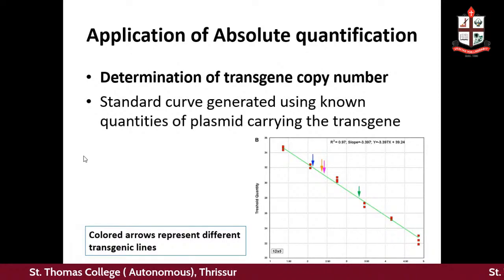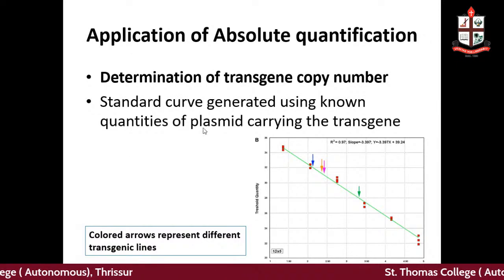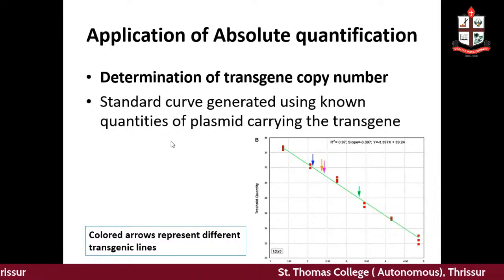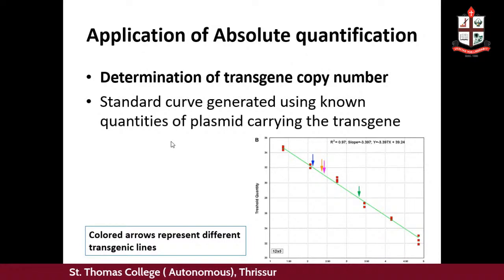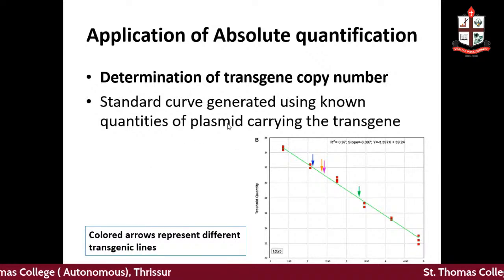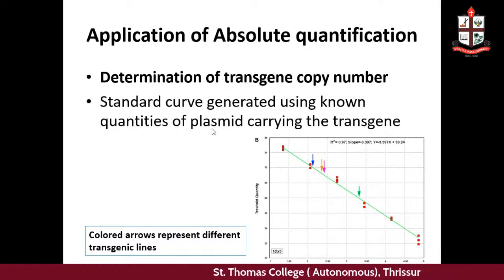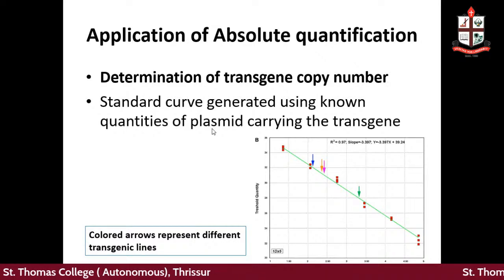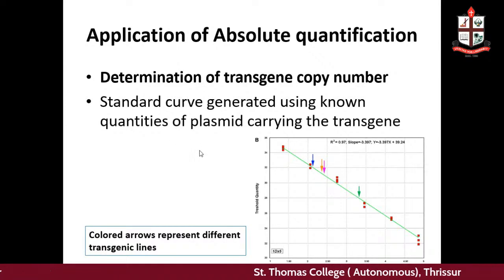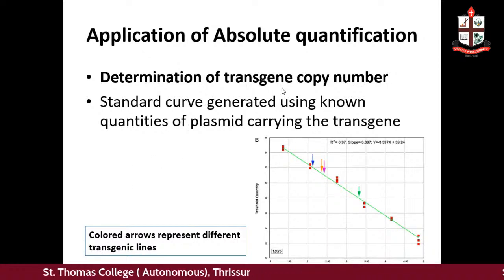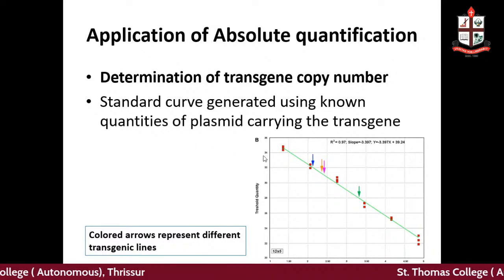So here a standard curve is generated using plasmids carrying the transgene. So different known copies of the transgene are taken and a standard curve is created. So the plasmids which carry the transgene can be used for preparing the standards with different copy numbers of the transgene. And then using that, we can do a standard curve analysis and determine whether the plant has single copy or multiple copies of the transgene. So absolute quantification is used in this case.